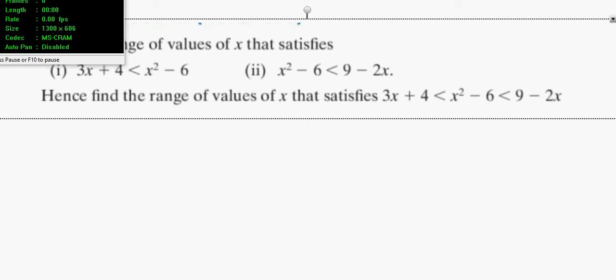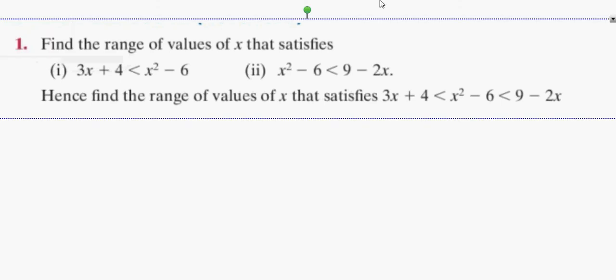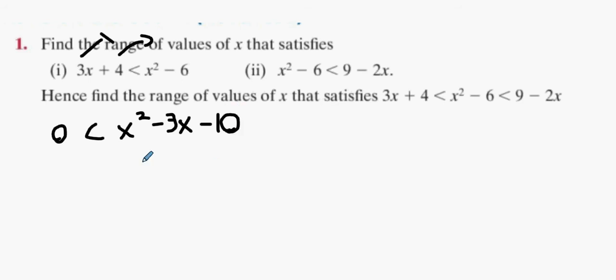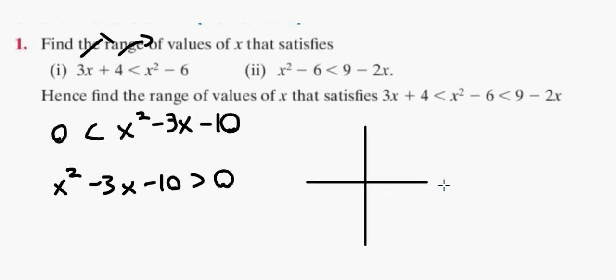Now, here we go. Find the range of values to satisfy the following. I'm going to bring the 3x and the 4 over to the other side. I'm going to get 0 is less than x squared minus 3x minus 10. I'm going to spin that around to get x squared minus 3x minus 10 greater than 0. This is a U-shaped graph, and you would like the U-shaped graph to be bigger than 0.